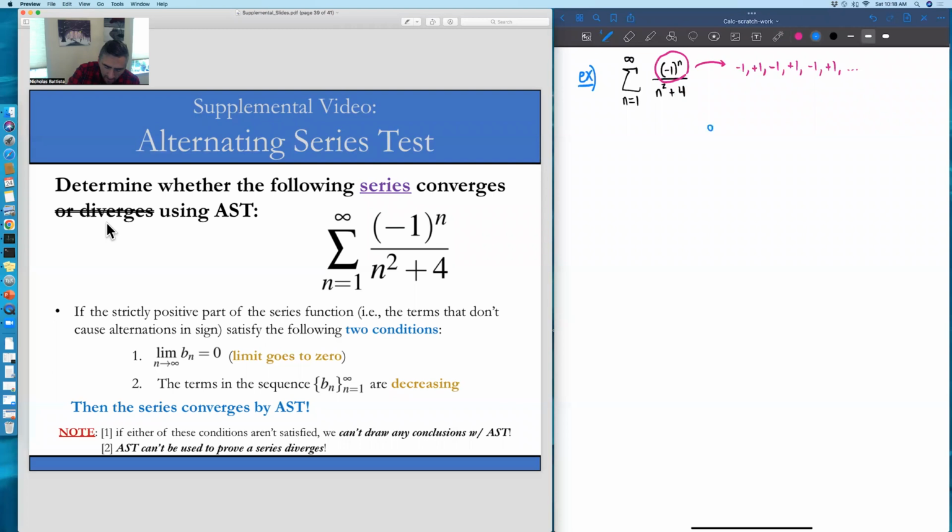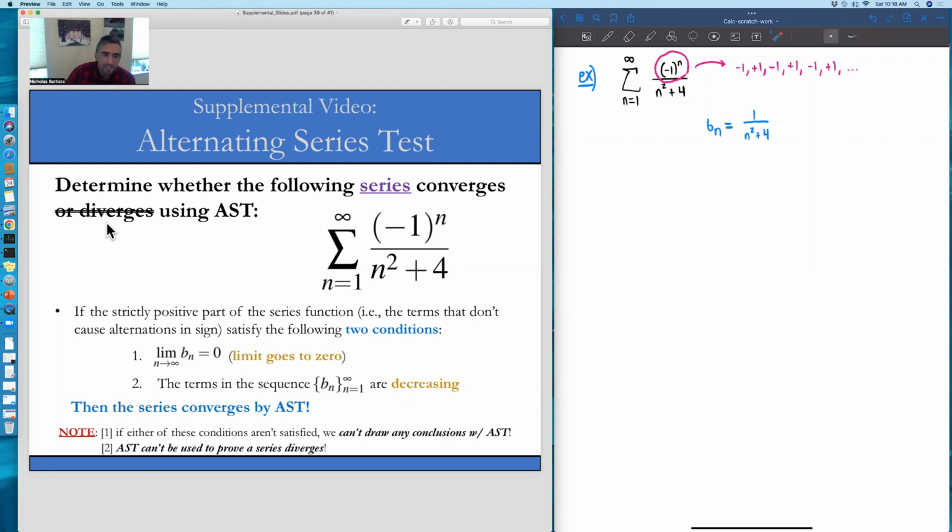So if we take a look at the series of positive terms, that I'll just call b_n, we take everything else except the term that is responsible for the alternation in sign. In this case, that would be 1 over n squared plus 4. So that is the part of our series function that is strictly positive. It's not causing any alternations in sign whatsoever.